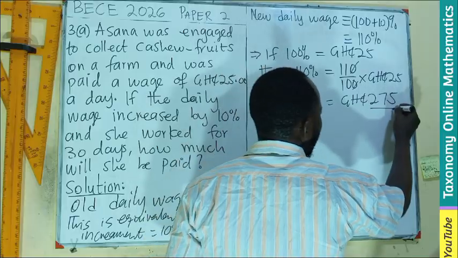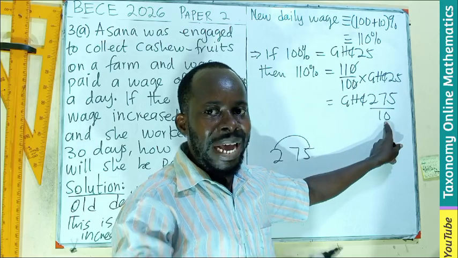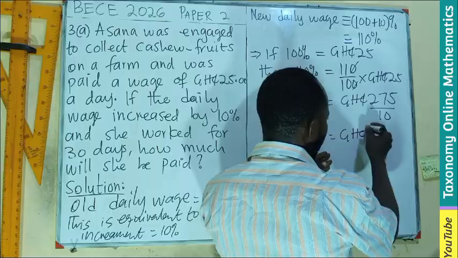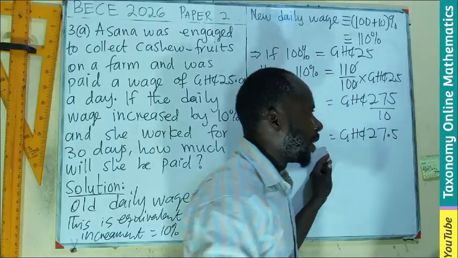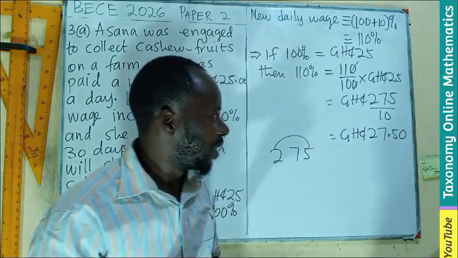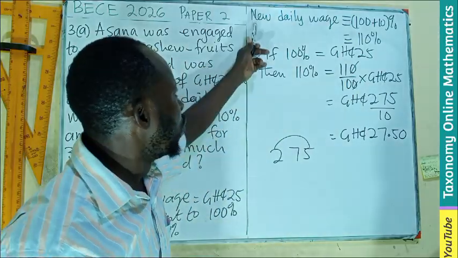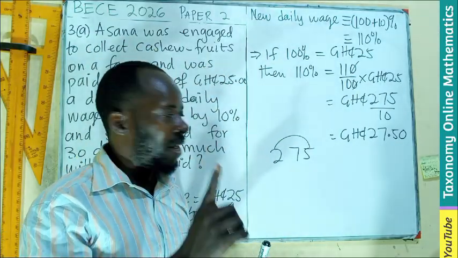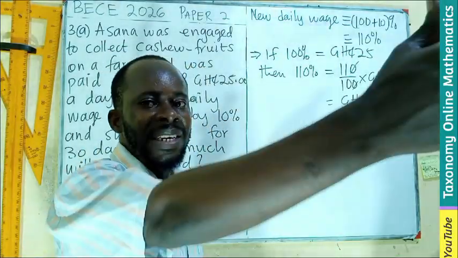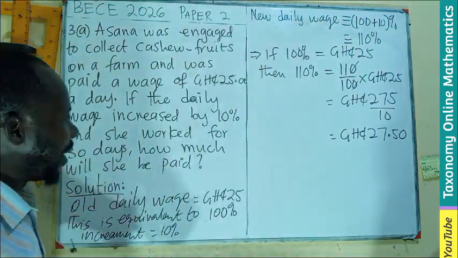So I'll be left with 275 Ghana cedis divided by what? 10. Remember, the 10 here is that we can make it into decimal by transferring the point, making it 27.5. But because of this unit, this must be 2 digits, 50. So this is 27 cedis, 50 pesewas. That means that the new daily wage every day should be paid 27 cedis, 50 pesewas. Up to how many days? 30 days. So I am going to just find how much should be paid.